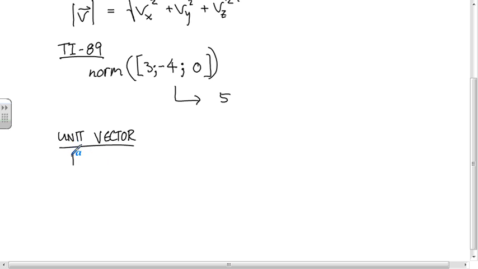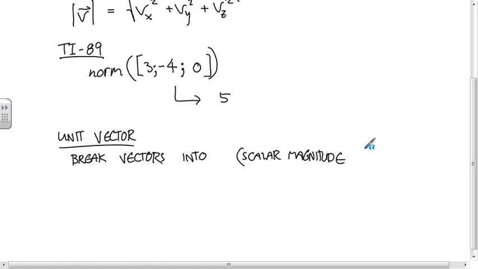So we're just always going to break vectors into a scalar magnitude times a vector that represents direction.